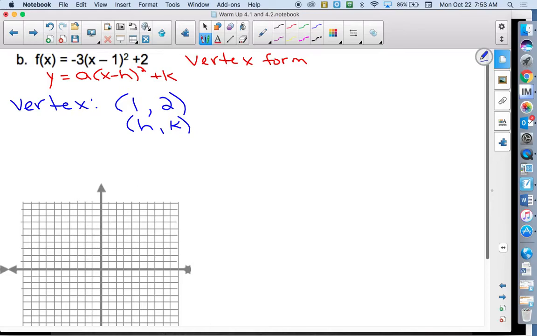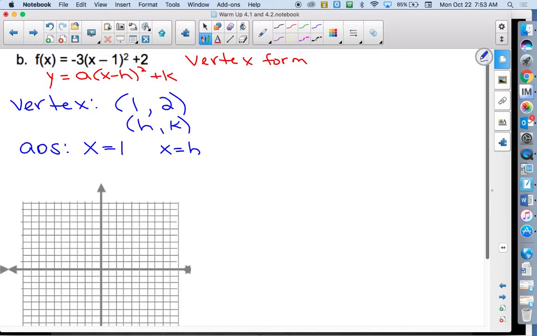And again, it's the opposite of h. So it's not that minus that goes along with the 1, it's just the 1. And then the k value. Brandon, the axis of symmetry is? 1. Yeah. So it's x equals h. Well, the h value is 1 in the vertex, so that same value is the axis of symmetry.